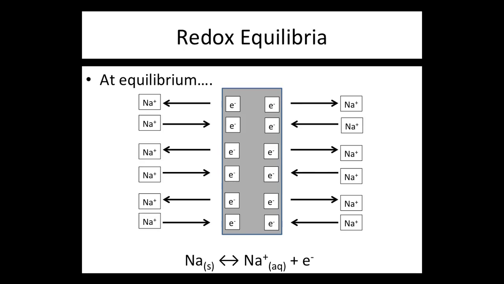Redox equilibrium is established when the rate of oxidation is the same as the rate of reduction, i.e., the rate at which metals lose electrons and enter the solution is the same as the rate at which metal ions gain electrons and are deposited as metal atoms on the surface of the metal.